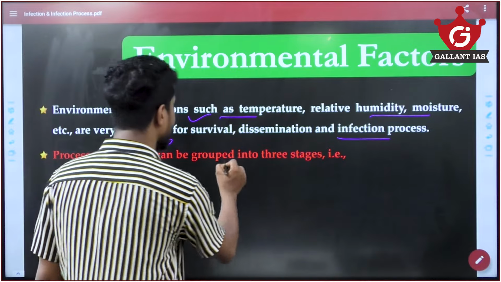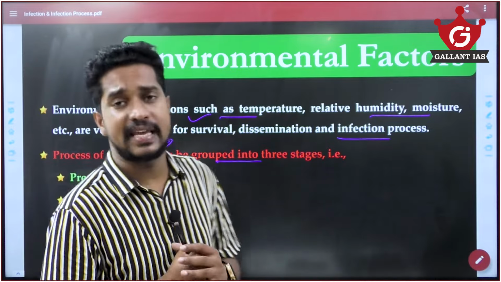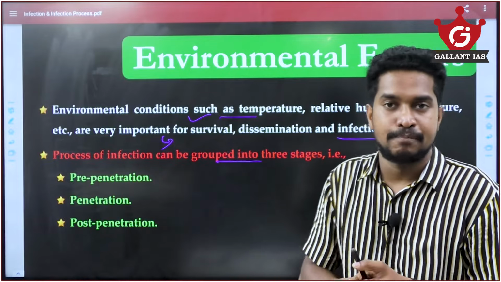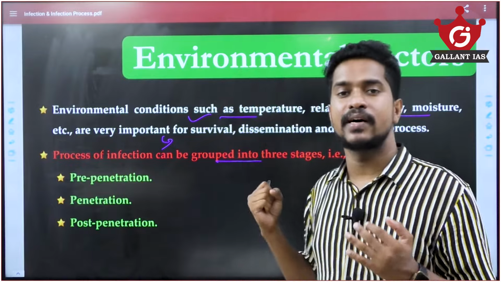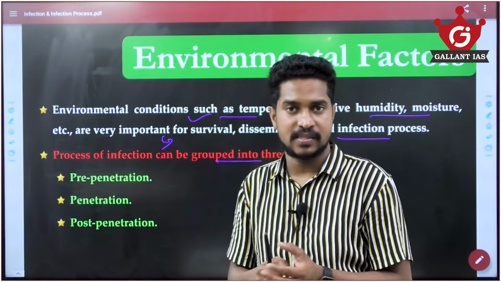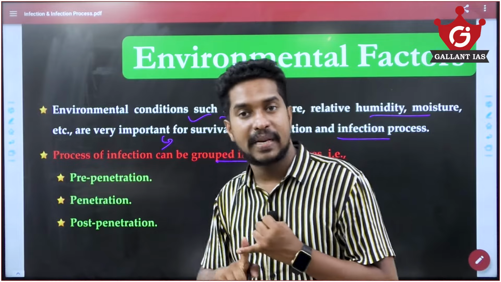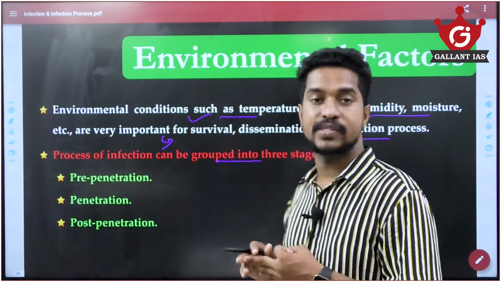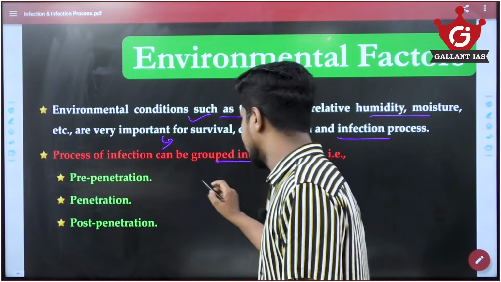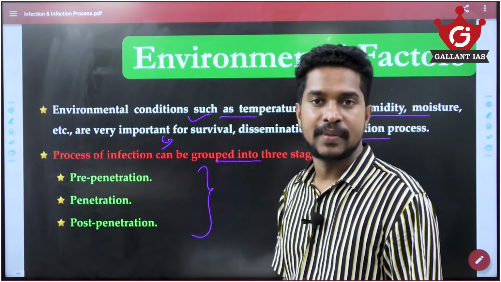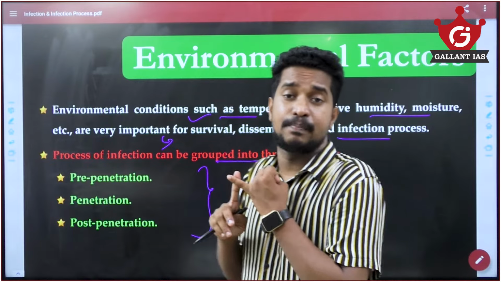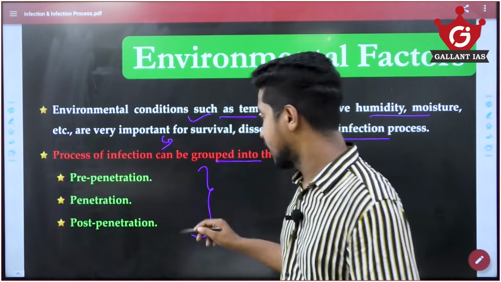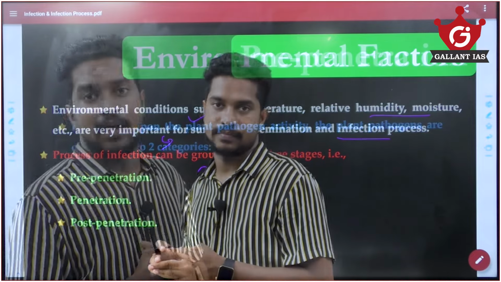The process of infection can be grouped into 3 stages. Which are the 3 stages of the infection process? The first one is pre-penetration, second is penetration, and the third one is post-penetration. So the infection process can be grouped into 3 stages: pre-penetration, penetration, and post-penetration.